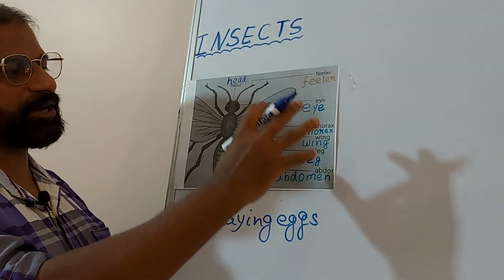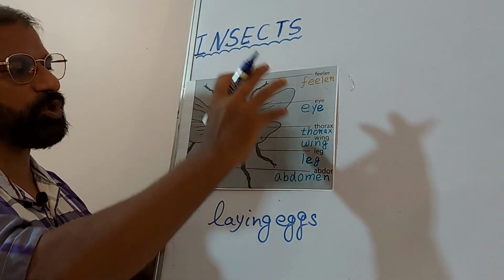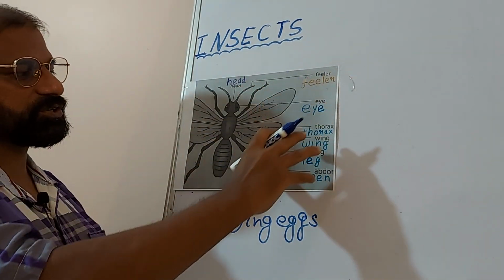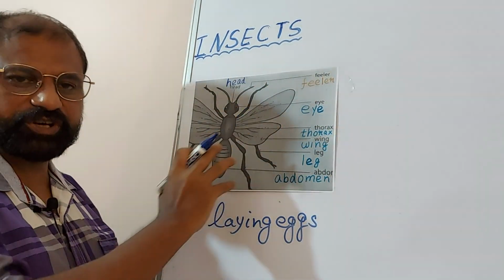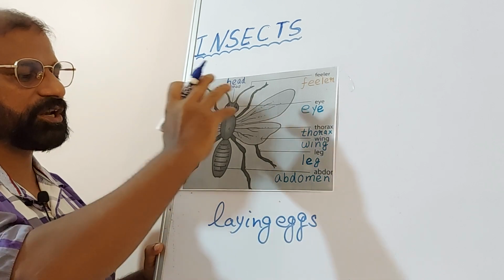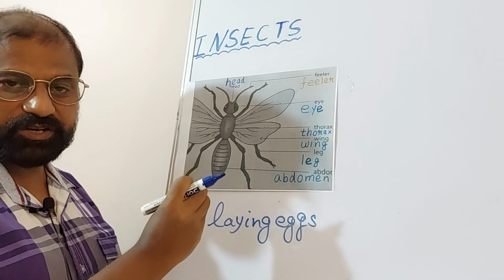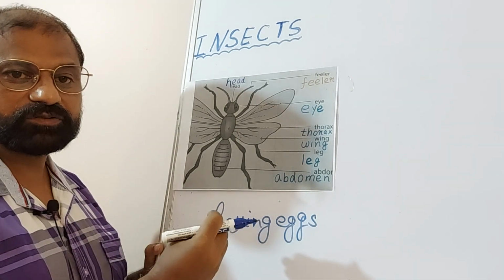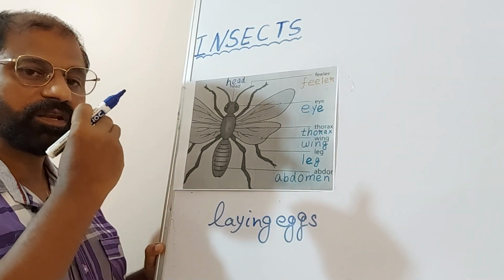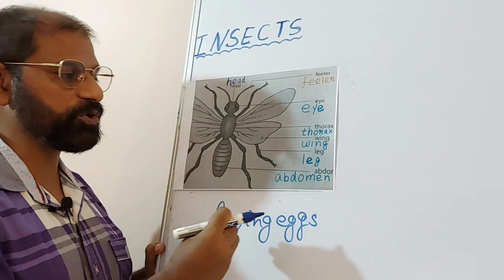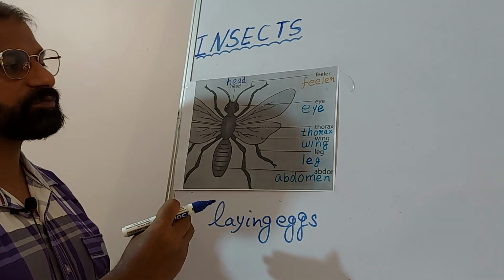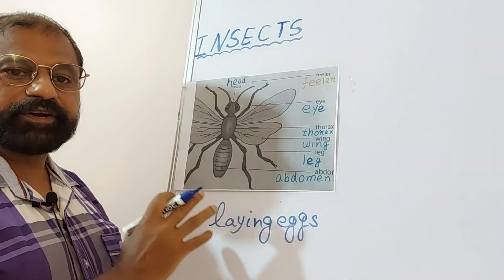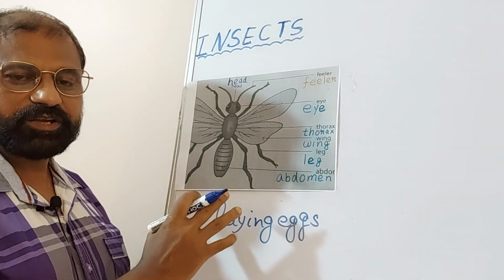So I have just given you a small description of the insects. First I told you the body structure of the insects, then I told you what they eat, then how do they breathe, and then how do they reproduce, right? Hope you have understood this clearly.